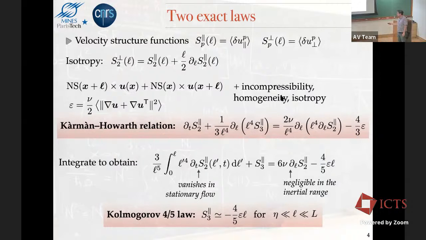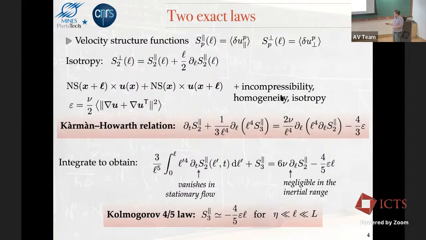So the second thing that this equation is telling us is that the third order moment of this longitudinal velocity increment is negative at all scales in the inertial range. Which means that there is some skewness in the distribution of velocity increments, so that in order to reproduce properly the statistics, this skewness is really important.